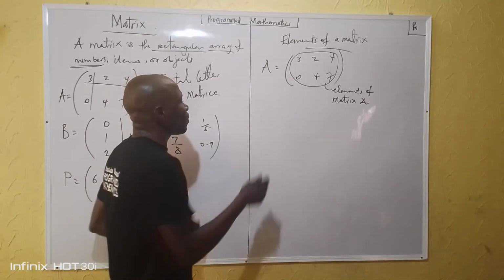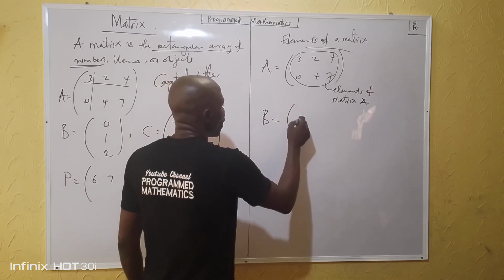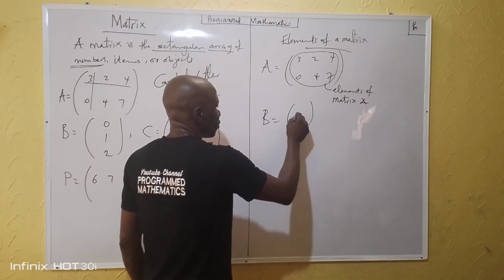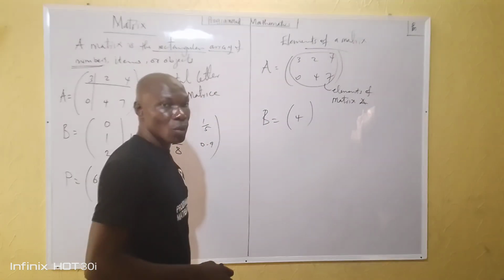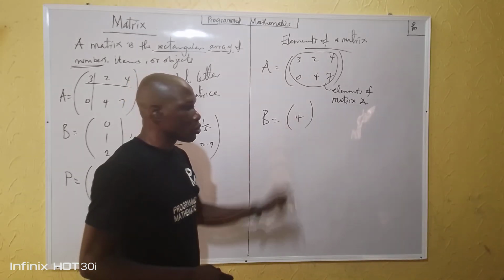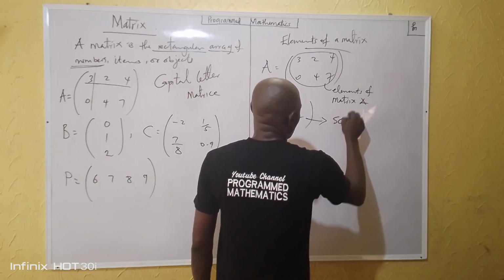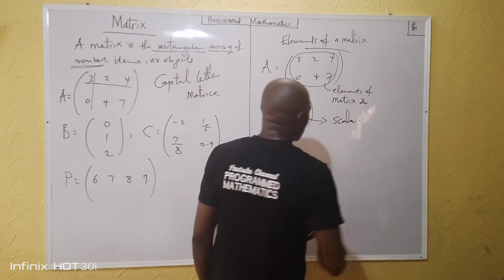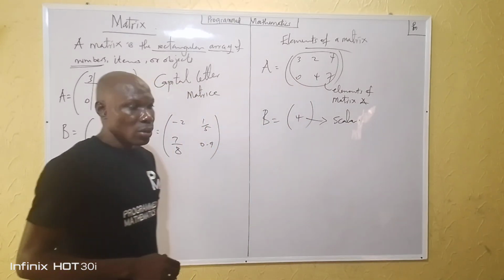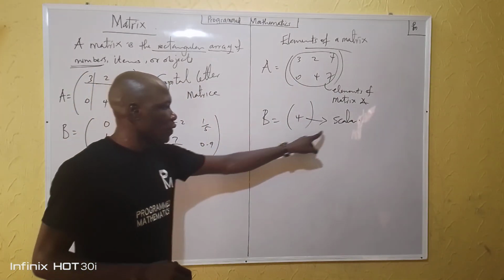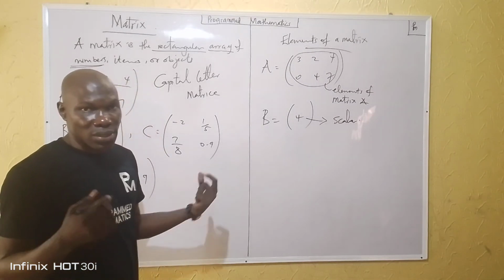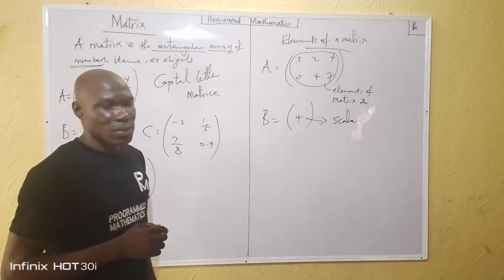A matrix can even have a single element, like this. Let's say 4 here. When a matrix has a single element, it's simply referred to as a scalar. So in this case, matrix B is simply a scalar because it has just one element.